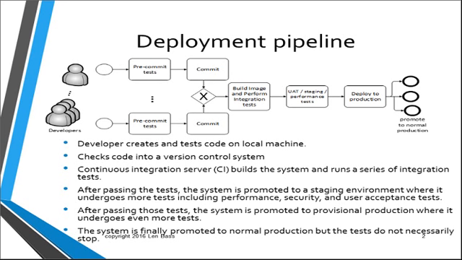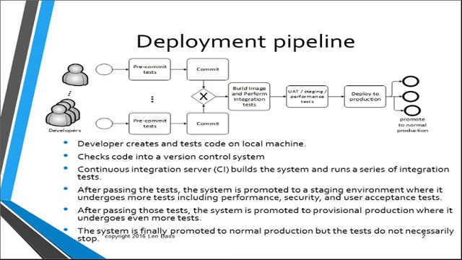control system that typically triggers a continuous integration build process by the continuous integration server that builds the system and runs a series of integration tests. After passing, these are typically functional tests. Does it do what it's supposed to do? After passing the tests, the system is promoted to a staging environment where there are more tests. These are non-functional types of tests: performance, security, and potential user acceptance tests.